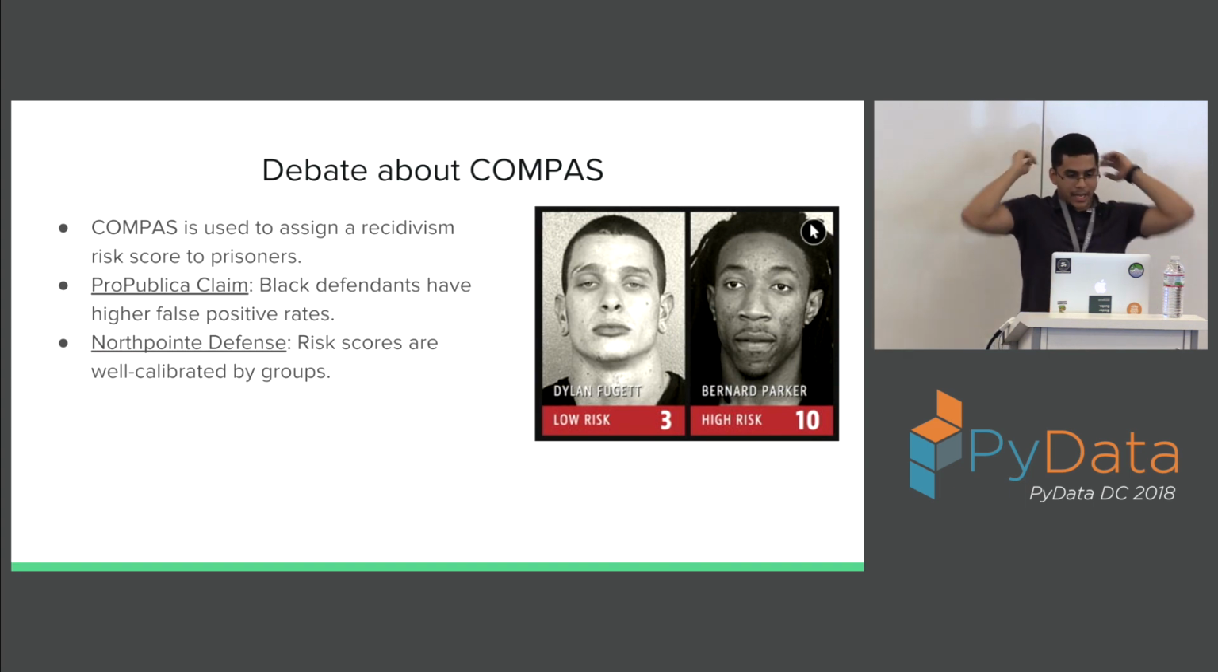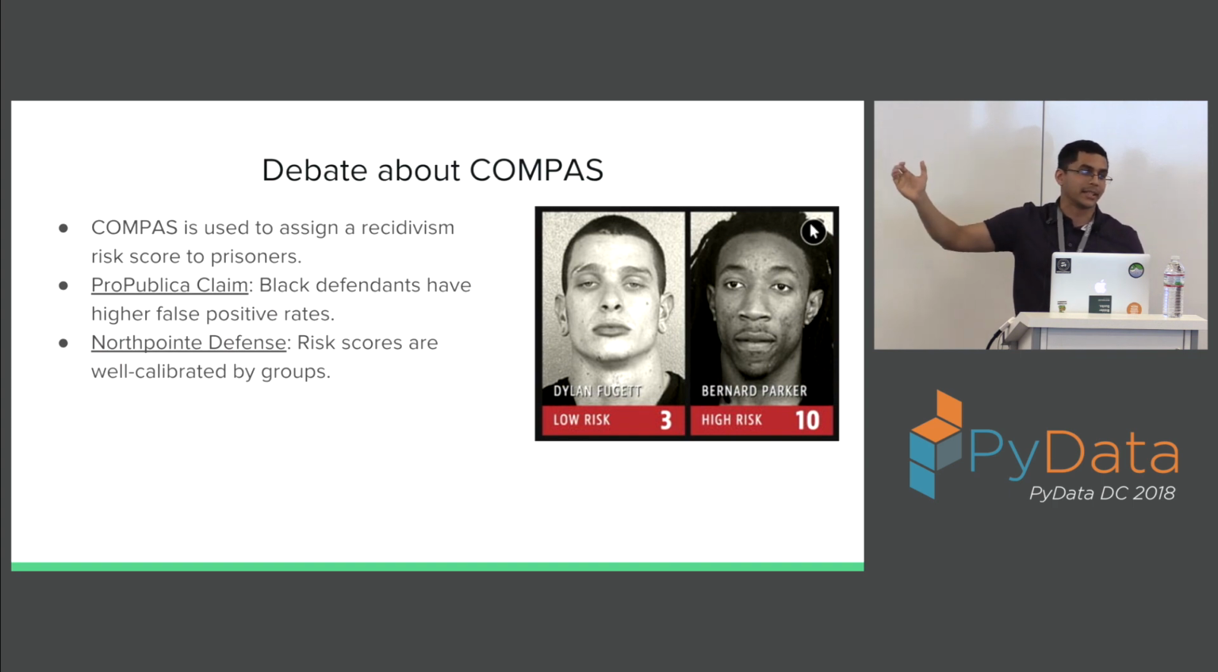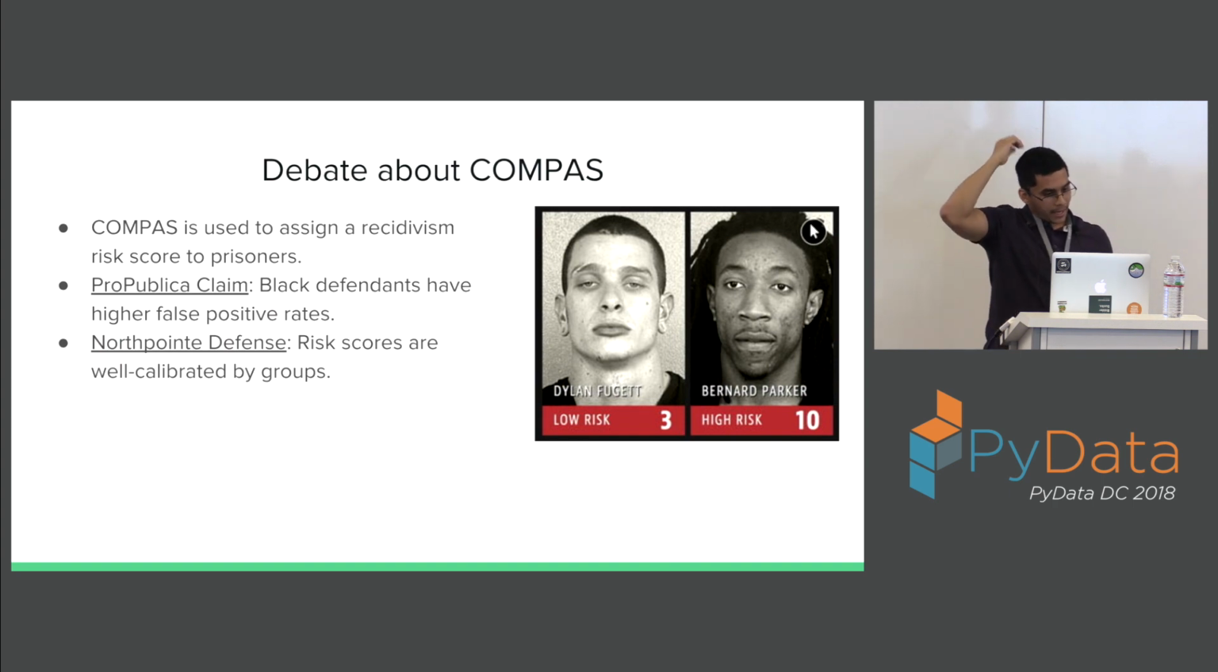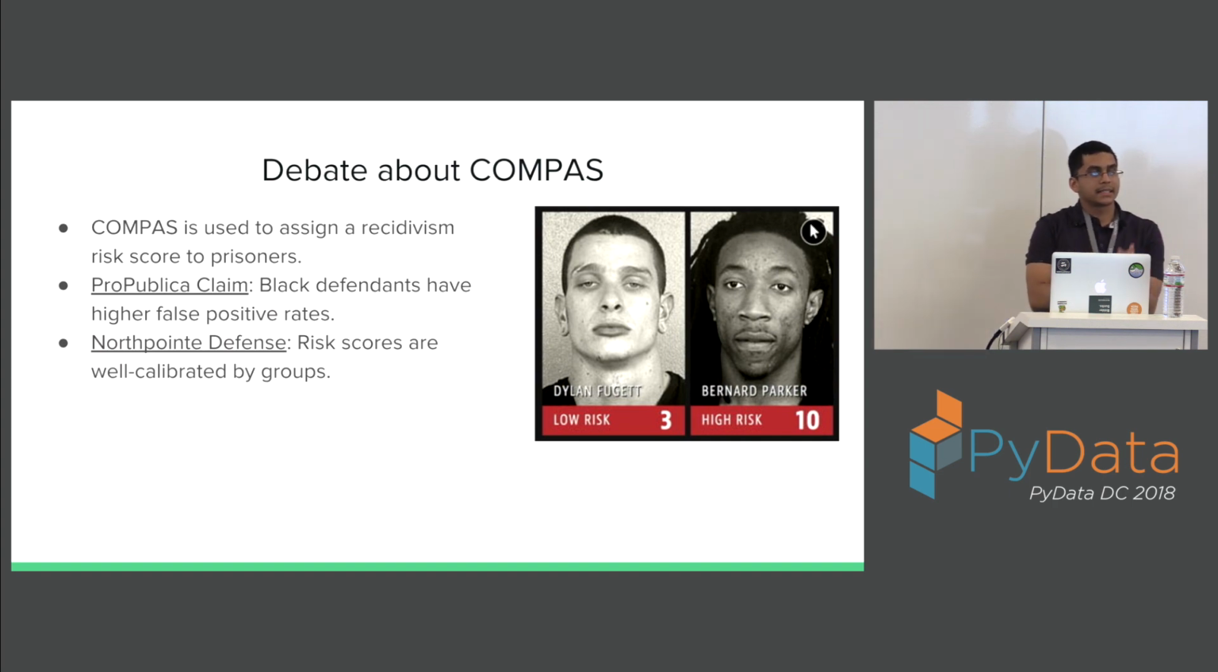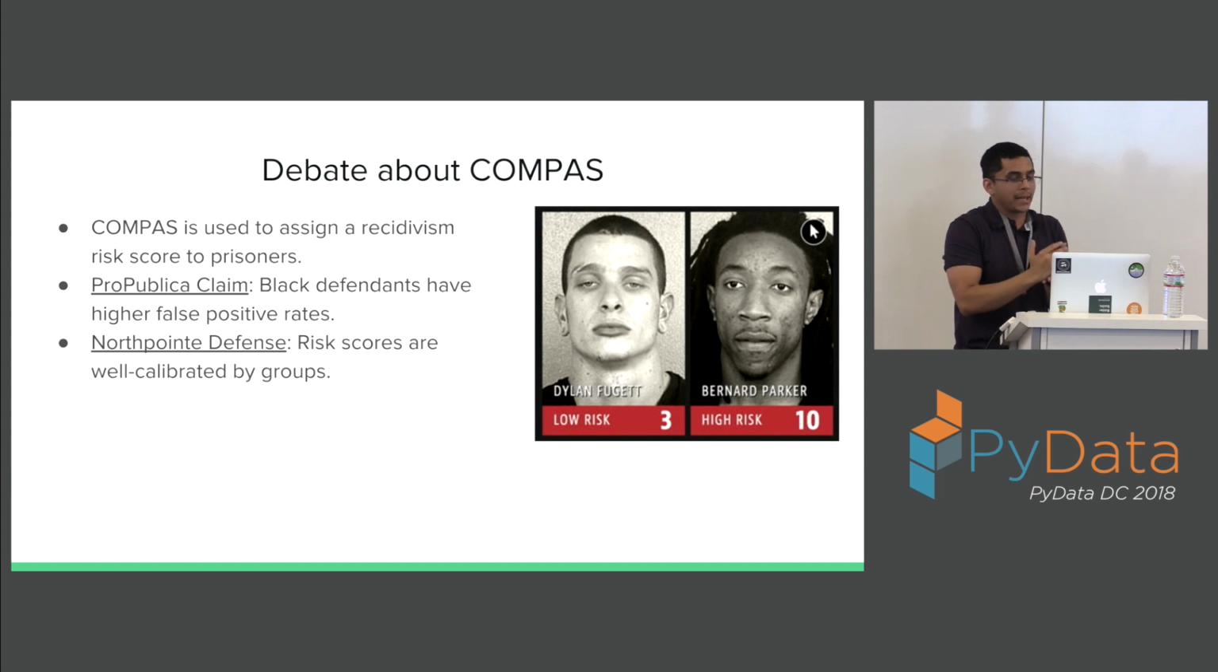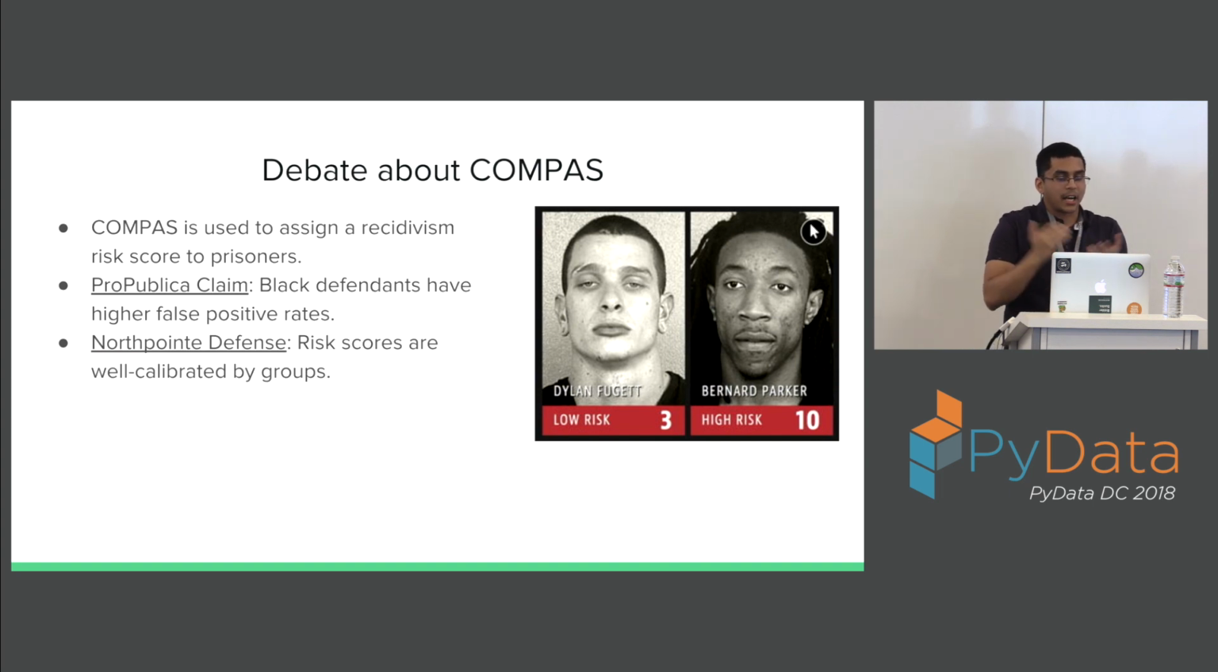Okay, the debate about calibration. COMPAS is the prison recidivism algorithm, the algorithm that determines who we release on parole or not. It assigns a score to prisoners between 1 and 10. In 2016, ProPublica claimed that COMPAS had a higher false positive rate for black defendants. They are detained more often than they should be, when they would otherwise go on to not commit a crime if they were released.